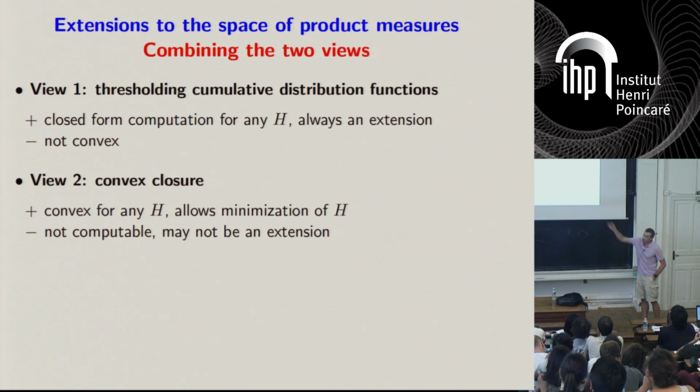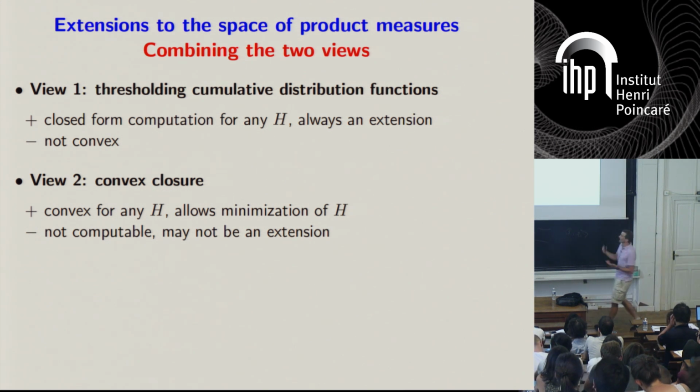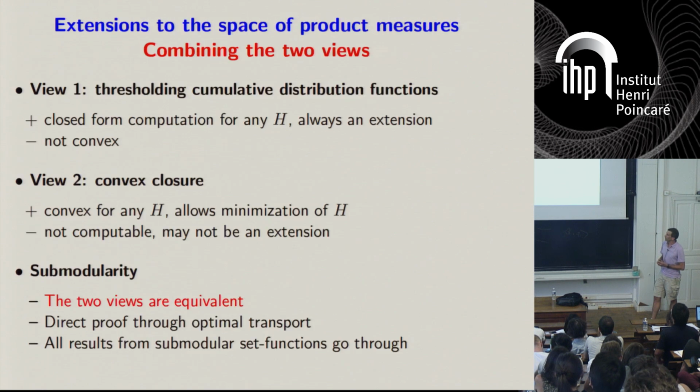The first view is closed form. It's nice because you give me some mu's and you can compute the extension, but it may not be convex. The second view is the opposite. It's always convex, but you can almost never compute it. And the beauty of this is that, because of submodularity and known results on optimal transport, those two views happen to be equivalent.